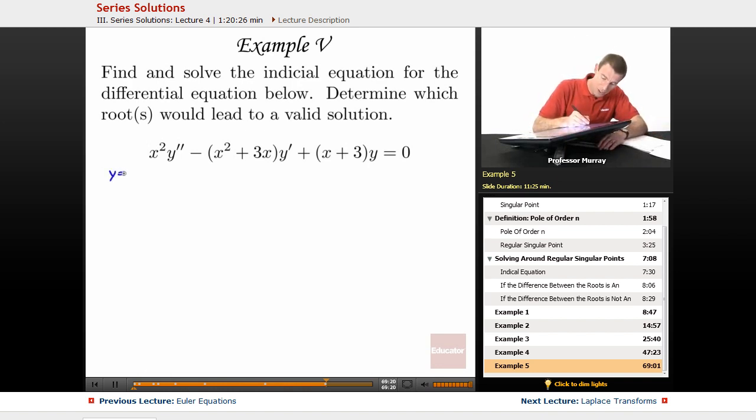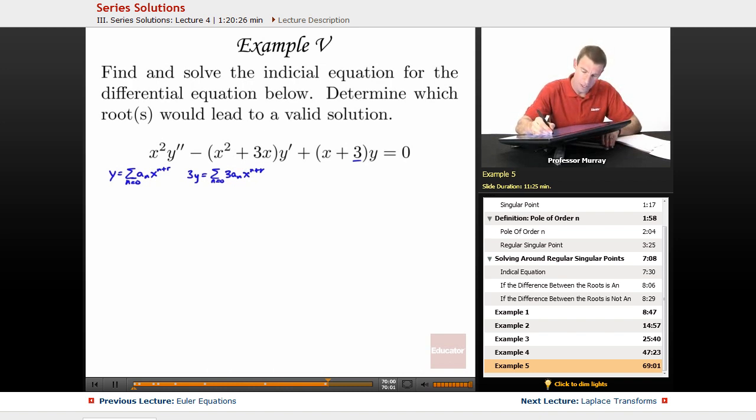That's y is equal to the sum from n equals 0, a_n x to the n. And since we're using series solutions around regular singular points, we're going to jack that up to x to the n plus r. And let's look at the different terms that we're going to have to study here. We're going to have a 3y here. So I'll go ahead and figure out that 3y is just the sum from n equals 0 of 3a_n x to the n plus r.